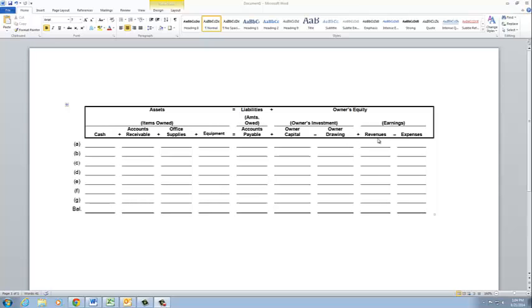Revenues are amounts that you earn from your customers. So when you perform services, you earn revenues. Revenues increase owner's equity. Expenses are amounts paid out to help earn the revenues. Some examples include rent expense, utility expense, and advertising expense. Notice that expenses decrease owner's equity.